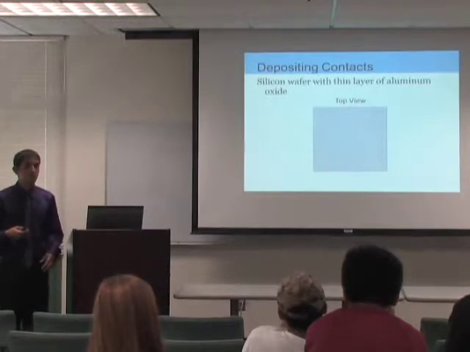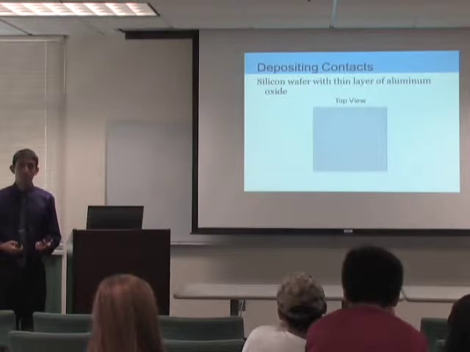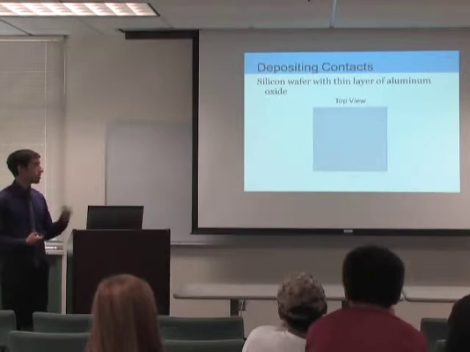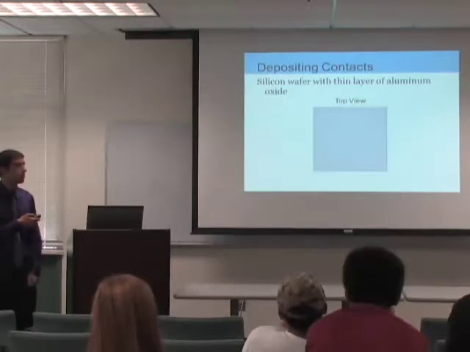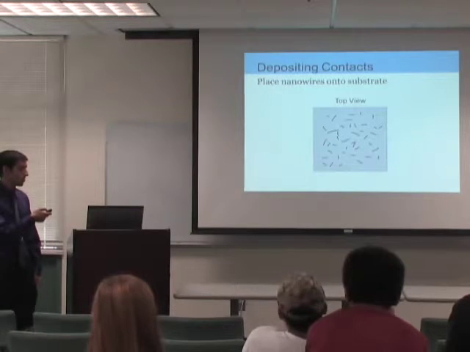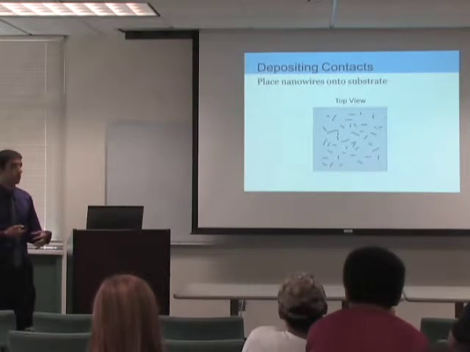And so the next step is depositing contacts onto these nanowires. Like I said earlier, we have our silicon wafer with a thin layer of aluminum oxide. That's what you see here, a nice top view. We can then place our nanowires onto that substrate. As you can see, we have many nanowires to work with, and they're kind of randomly aligned on this substrate.